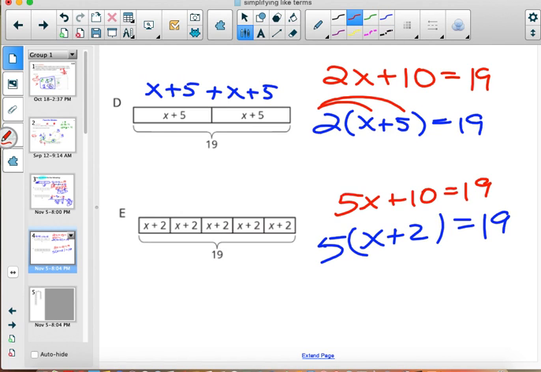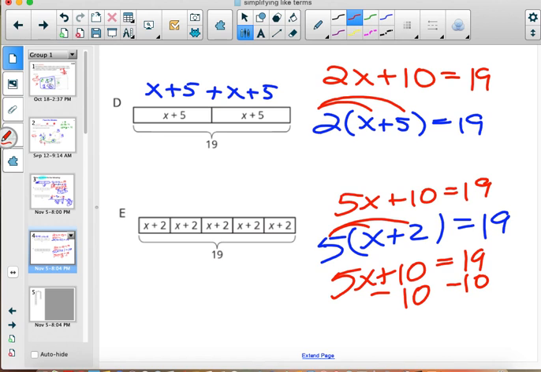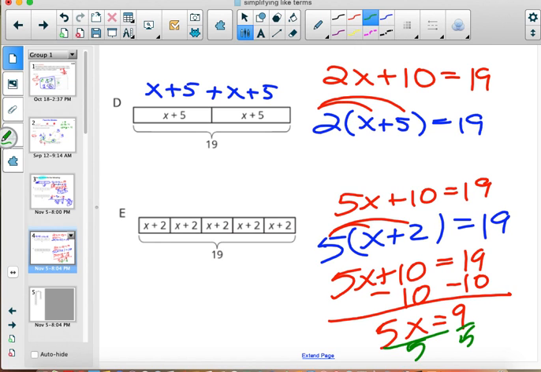Out of respect for the problem, let's finish it. We would get 5x plus 10 equals 19, minus 10, minus 10. You get 5x equals 9. Divide by 5, divide by 5. You should get x equals 9 over 5. Did everybody write their answer as x equals 9 over 5? That's right.